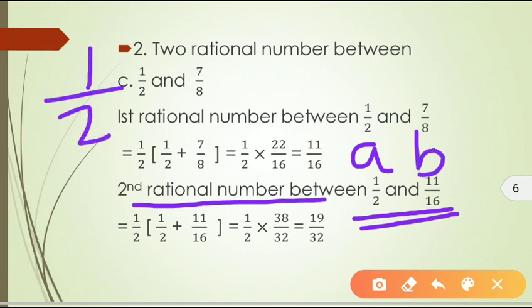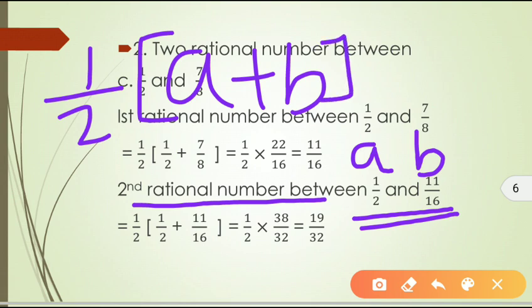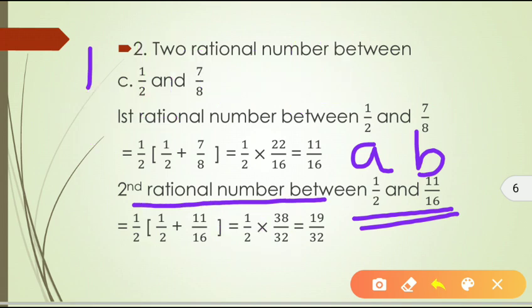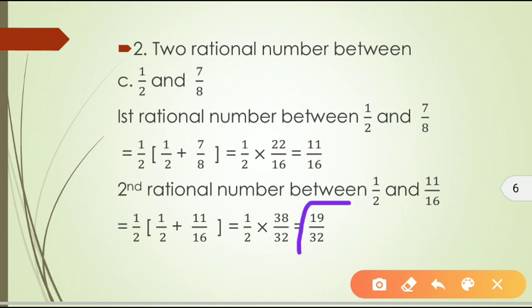Now again write down the formula 1 upon 2 in bracket a plus b. In the place of a write 1 by 2, in the place of b write 11 by 16. When you solve this bracket you will get 38 by 32, and this by 2 will become, with the multiplication, 19 by 32, which is the second rational number. Means this is the first rational number and this is the second rational number between 1 by 2 and 7 by 8.